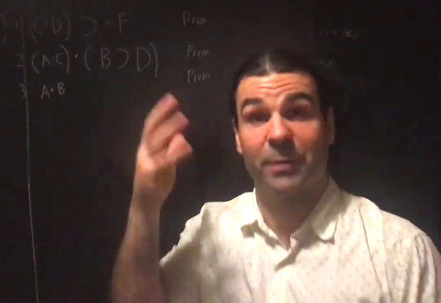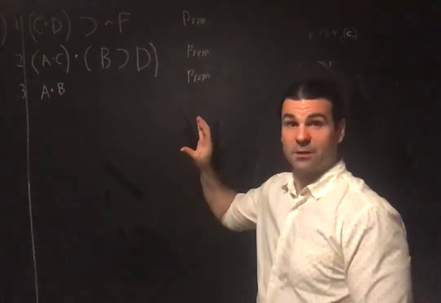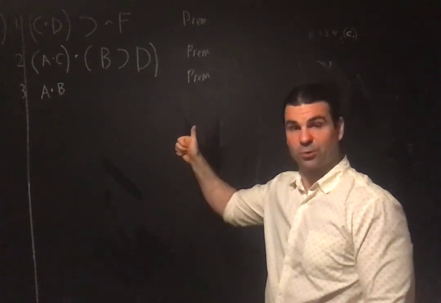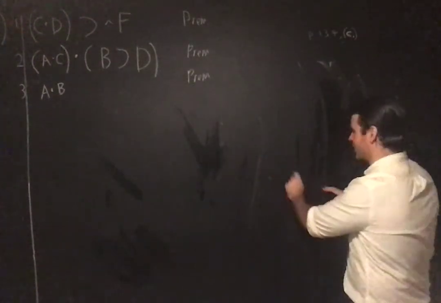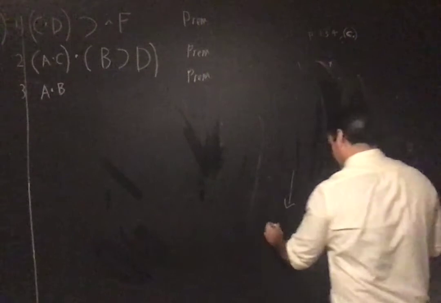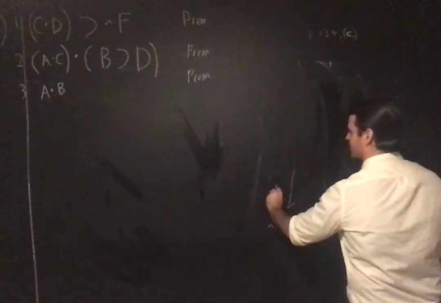So I'm off with my proof. I'm off the mark. I know where I'm going. I know what rule I'm going to use to get my conclusion, right? I'm going to put it over here. This is me working backwards. So not F, that's my final conclusion. I'm going to get there, it looks like, by modus ponens.